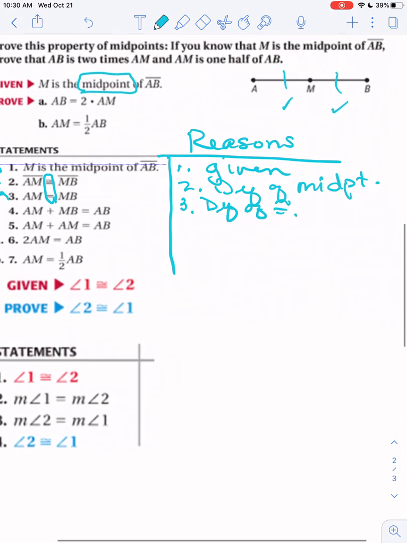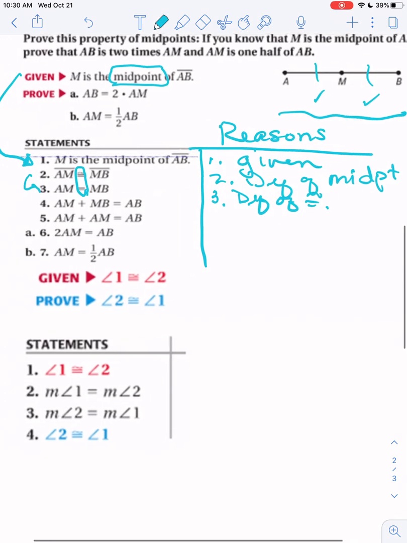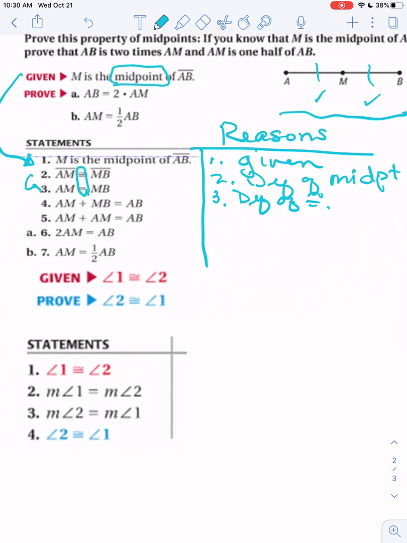And if I look at AM plus MB, I'm saying it equals the whole segment. And that is our segment addition, saying if you add two little segments together, you get the big segment. So we're going to call that the segment addition postulate.